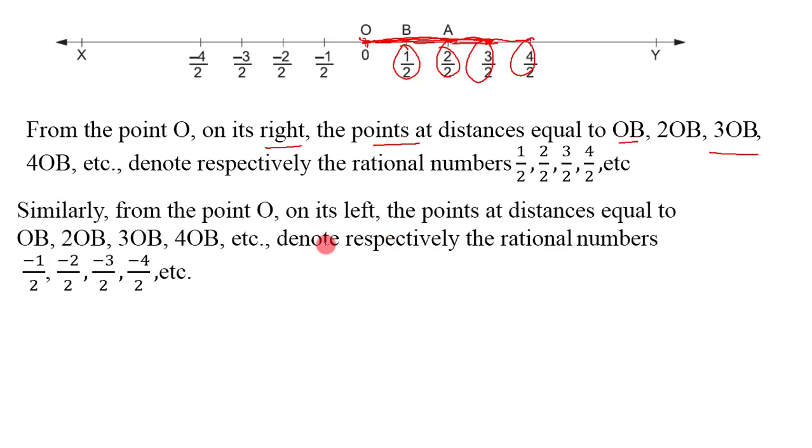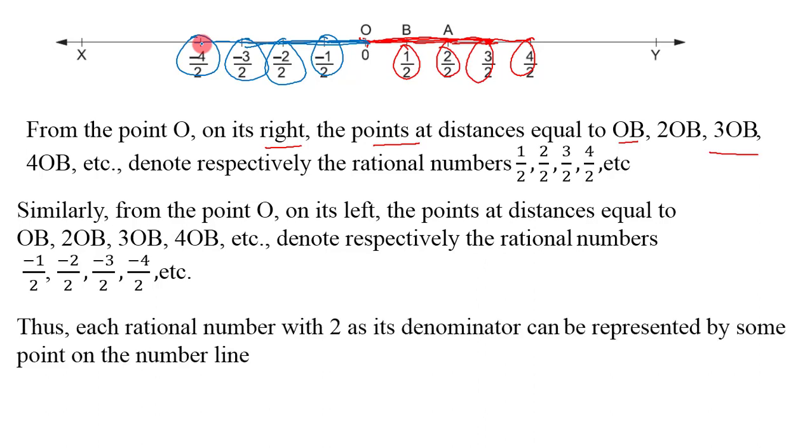Similarly, from the point O on the left, take points at equal distances of OB. 1 OB is minus 1 by 2, 2 times OB is minus 2 by 2, 3 times OB is minus 3 by 2, and 4 times OB is minus 4 by 2. Likewise, we can represent any rational number on the number line very easily like this.